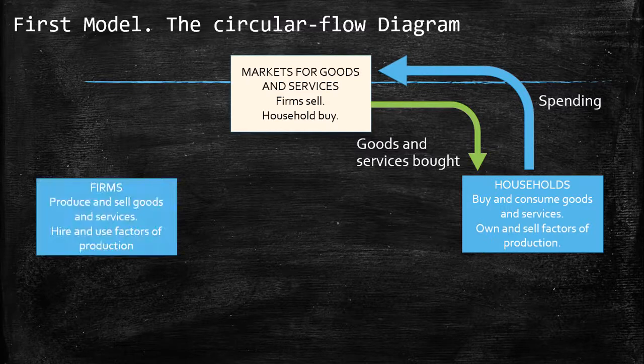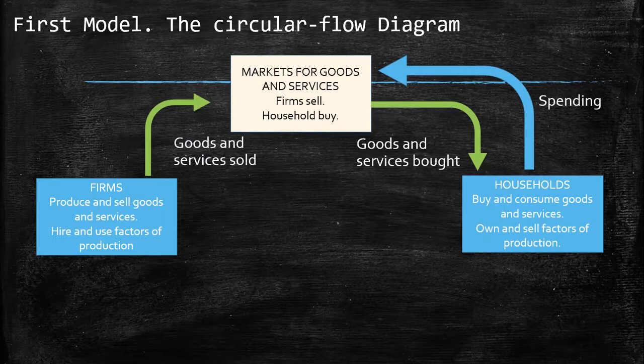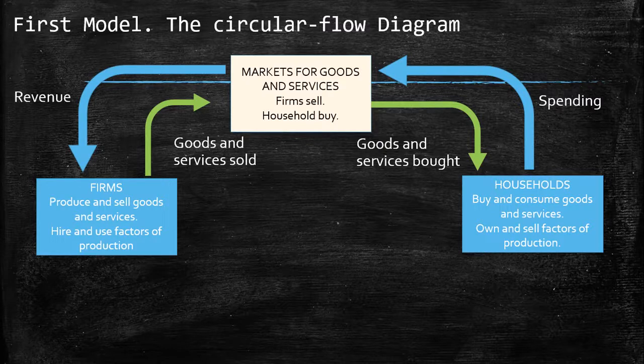On the other side, we have the firms, which produce and sell goods and services, but at the same time hire and use factors of production. If we think about how they interact with the market for goods and services, they go through the goods and services sold. And what do they receive when they provide these goods and services? They receive revenue.